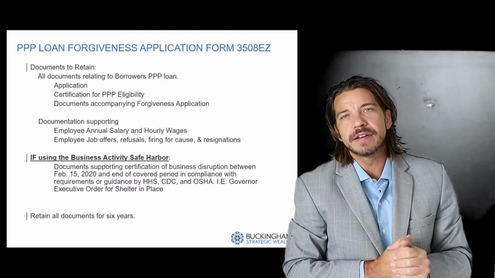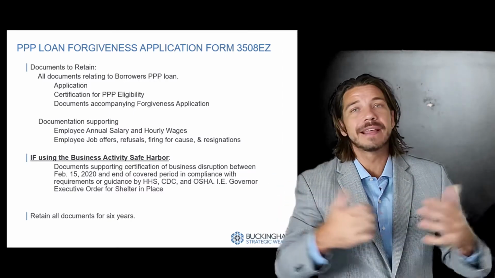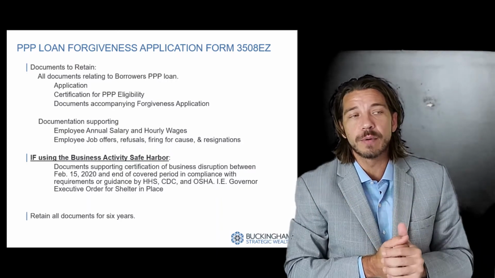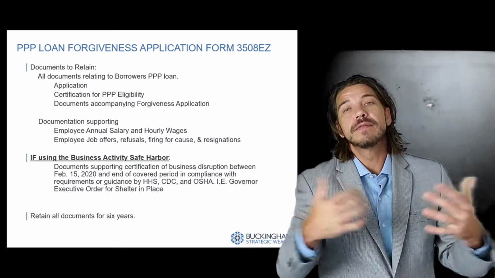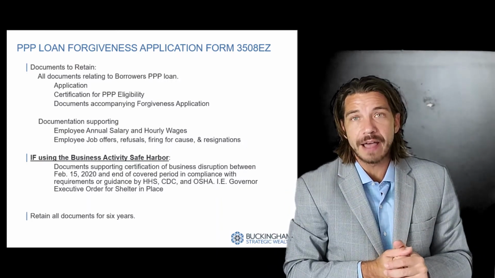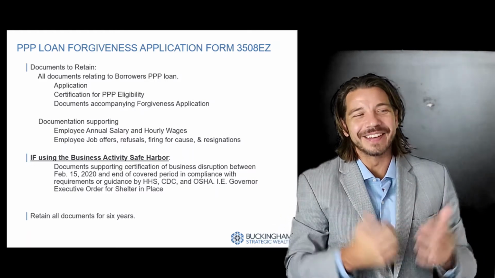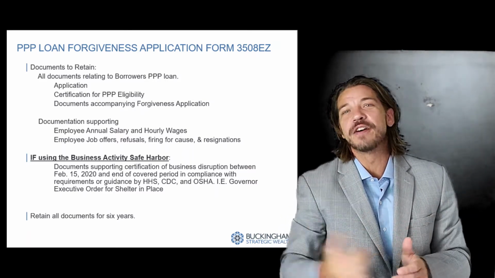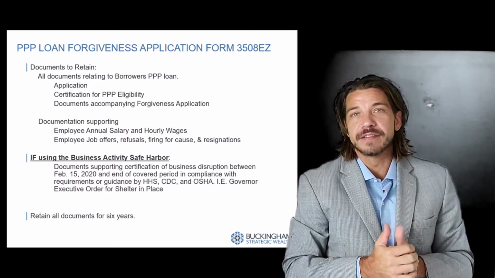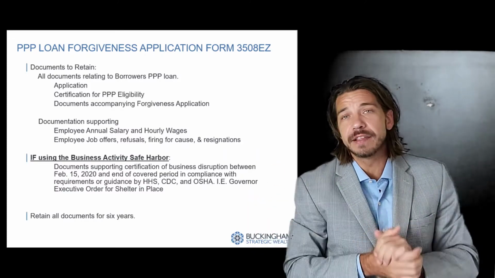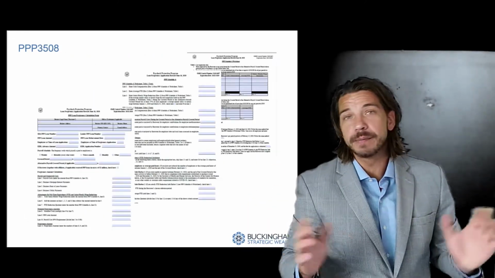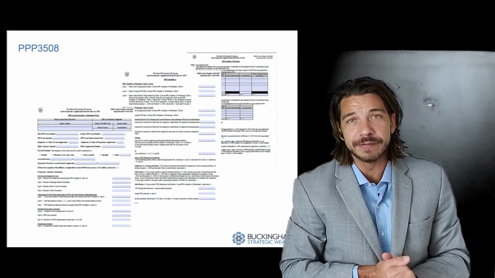The other documents that you're going to have to retain are really anything that relates to what it is you were requesting forgiveness for, all of the PPP documents that you have, and then that highlight again where it says using that business activity safe harbor, we've got to justify the utilization there. And again, we've got to retain these for 6 years, so make sure you put them somewhere safe and hopefully we don't have to go back and revisit.